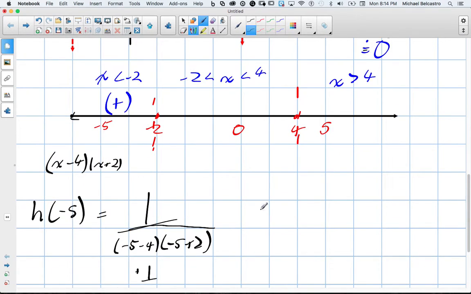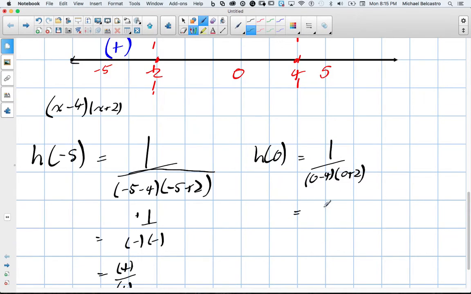Our 0 value, so when h is 0, we get 1 over (0 minus 4)(0 plus 2). Now, this coordinate is important, but I'm still going to do the same idea, and then we'll calculate it after. This gives us a negative. This is a positive on top. This is a positive here. So now we're going to get a positive.